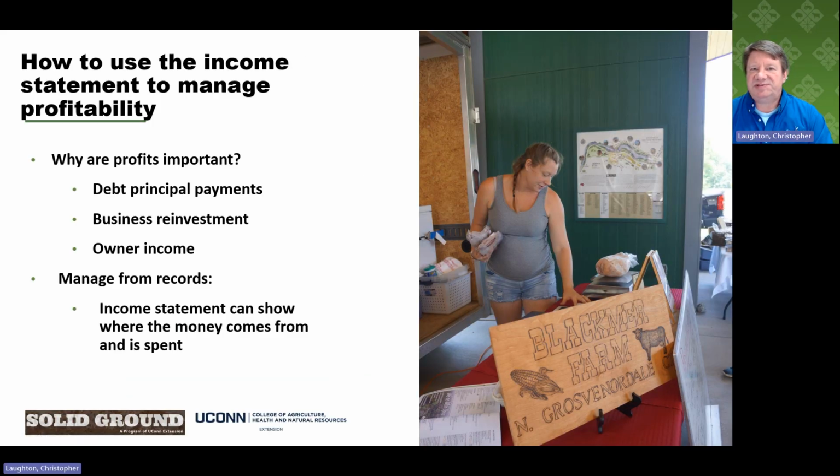So how to use the income statement to manage profitability? Well, first of all, let's back up a little bit and talk about why profits are important, period. And we mentioned this already, but the debt principal payments have to come out of profits, business reinvestment, as well as owner income. Now, for accounting purposes, you could account for your owner draw, paying yourself essentially, either as an expense on the income statement, or you could take your salary out of the net profits of the enterprise. Either way works, but you should be consistent in how you account for it.